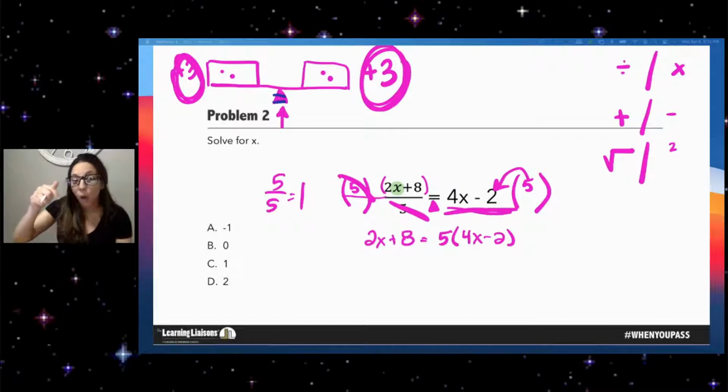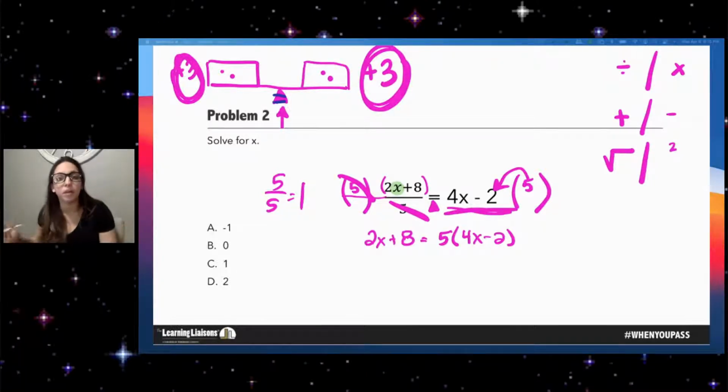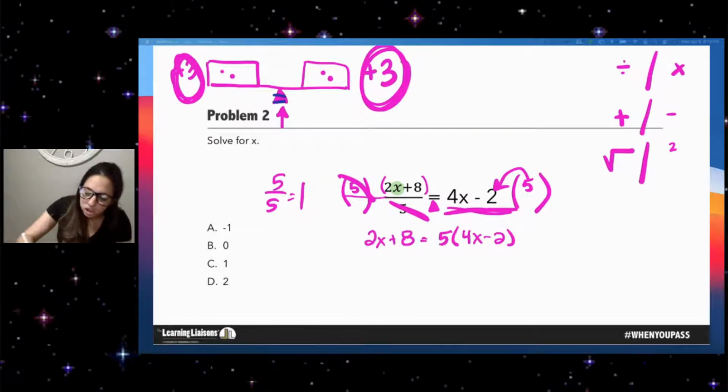Another thing that, while we don't need to know the name of that for this problem, it's important that you know it for other problems, because a lot of the exams will ask what property a student used to solve that problem, or what property you would need to use. The distributive property says that if I have a single item being multiplied by a binomial or a trinomial or whatever, I can distribute that all the way through.